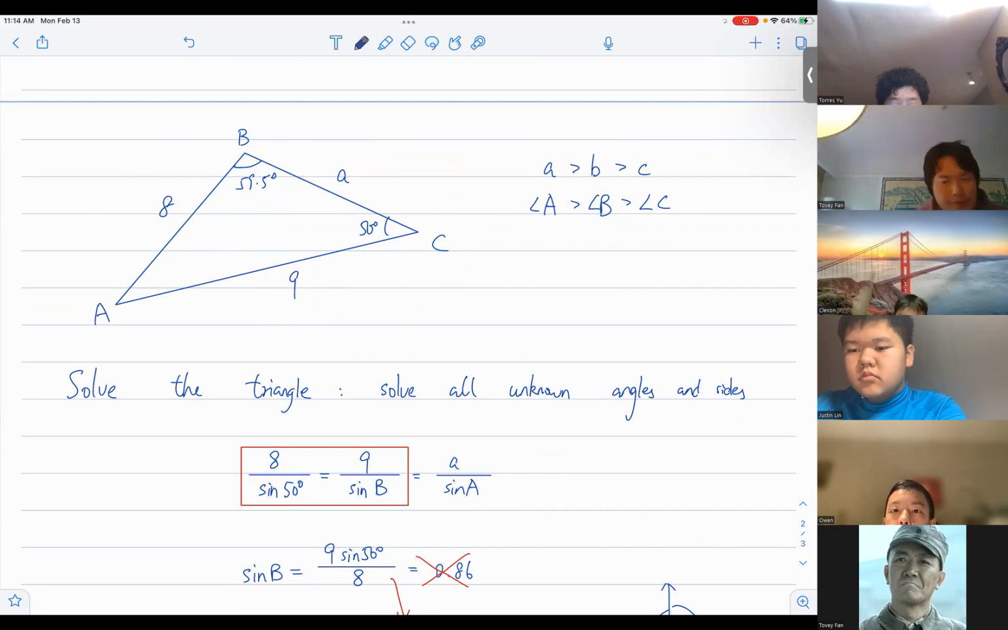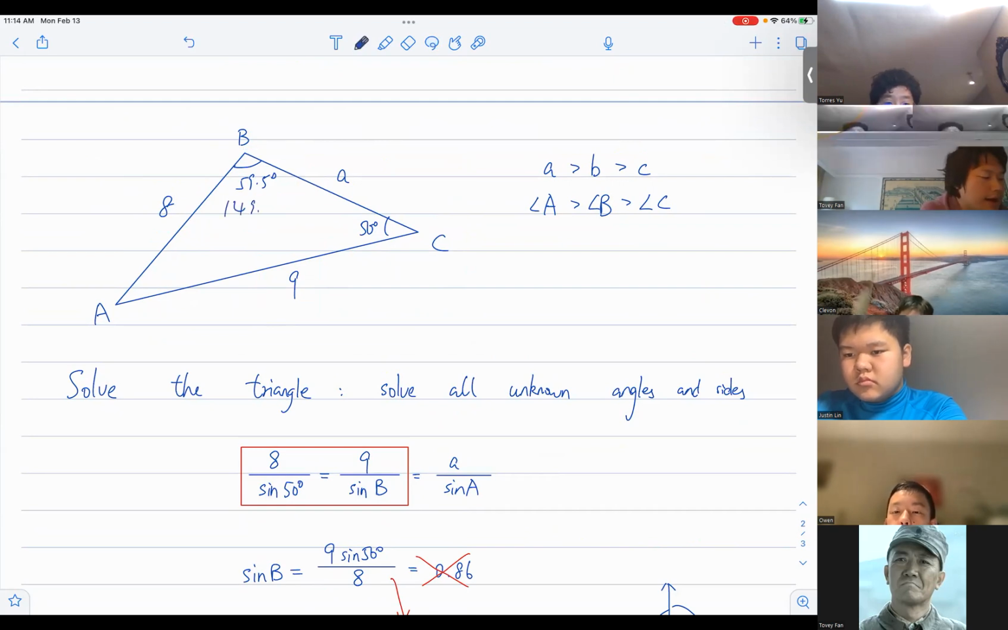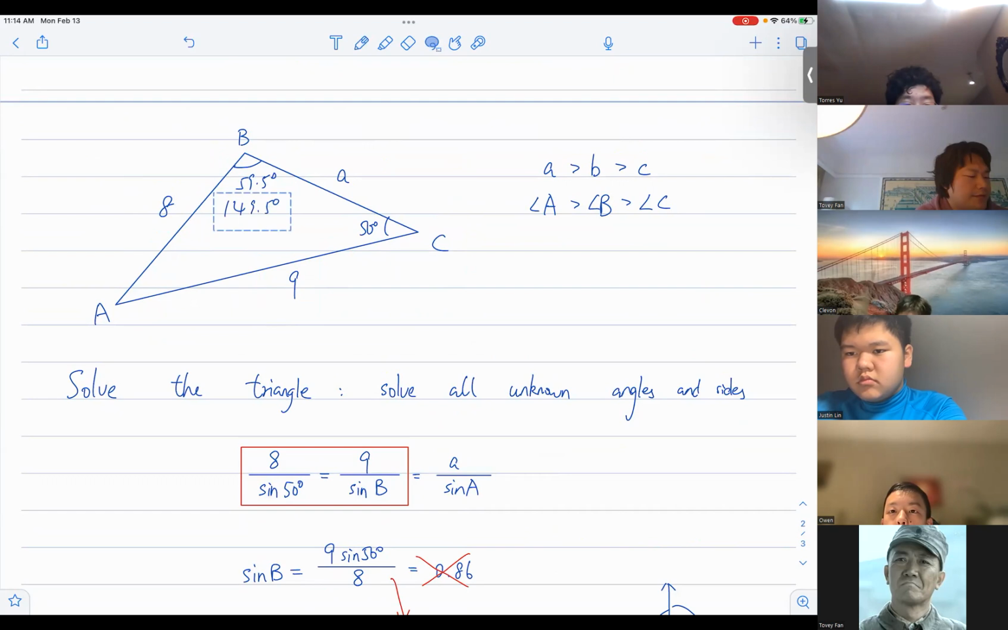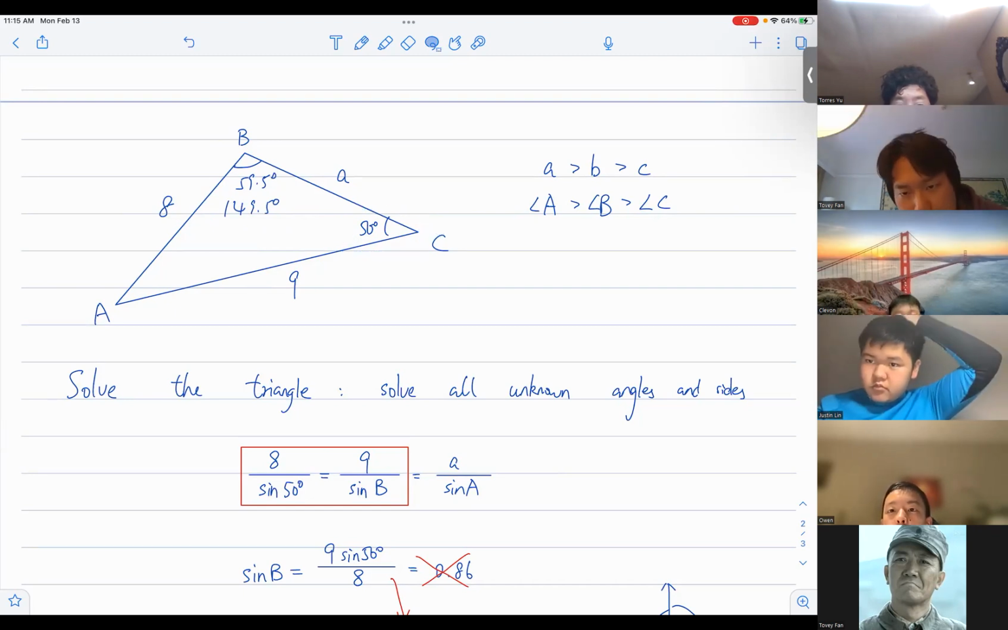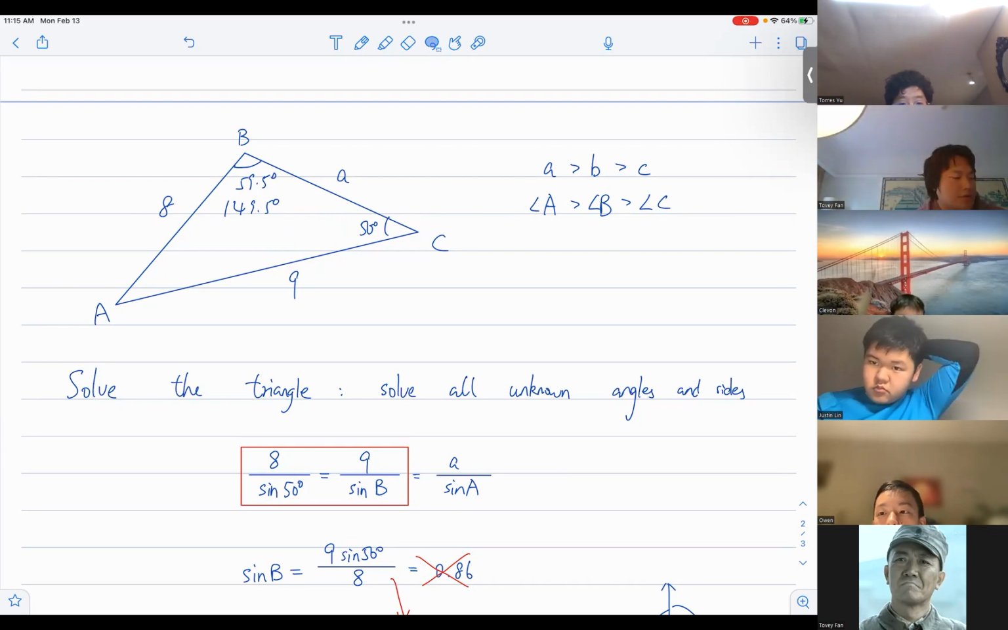If you add 90 to it, that will be 149.5 degrees. First of all, the sum of it and 50 degrees exceeds the sum of interior angles, right? If you add them up, that's 200 degrees. It's already bigger than 180 degrees. It's impossible. Okay. And second of all, it doesn't really make sense, right?